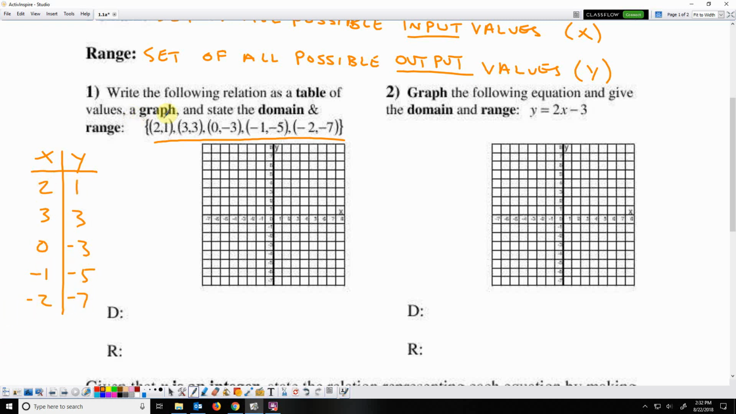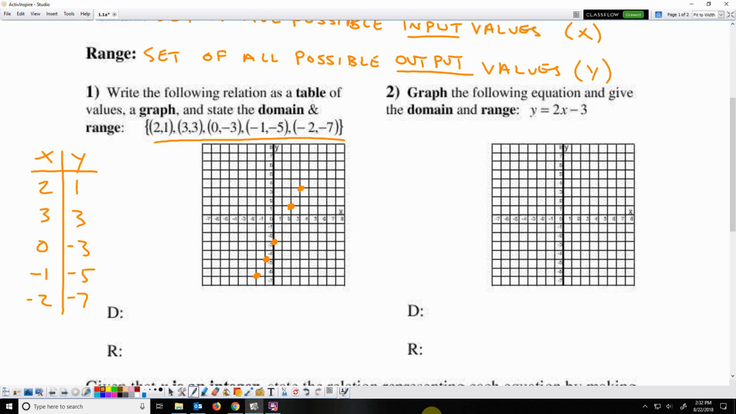Then it says a graph. So I'm going to plot all of those points on this graph. There's (2, 1), (3, 3), (0, -3), (-1, -5), and (-2, -7). Now I shouldn't connect those as a line because this says that my function or my relation is just these 5 points. It's not everything between them, it's just those 5 points.